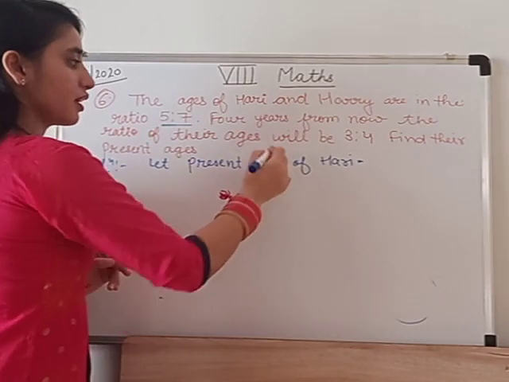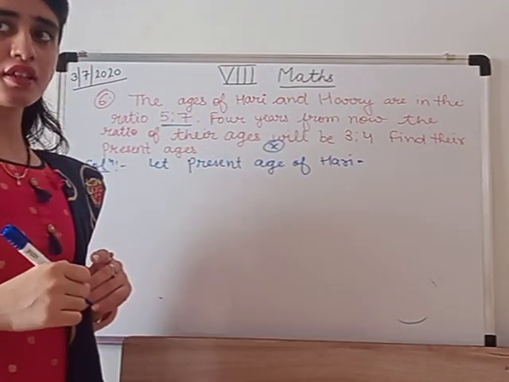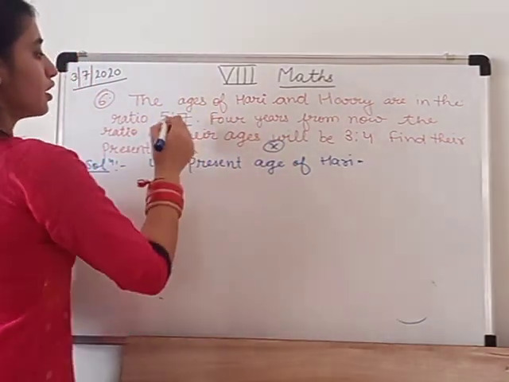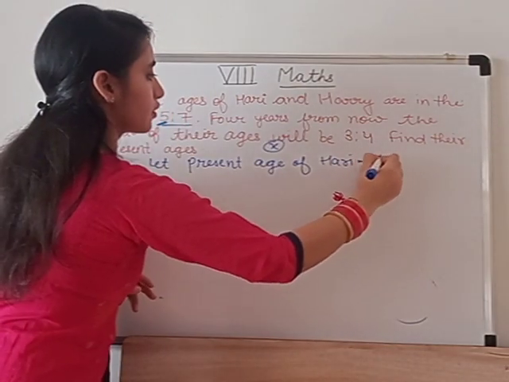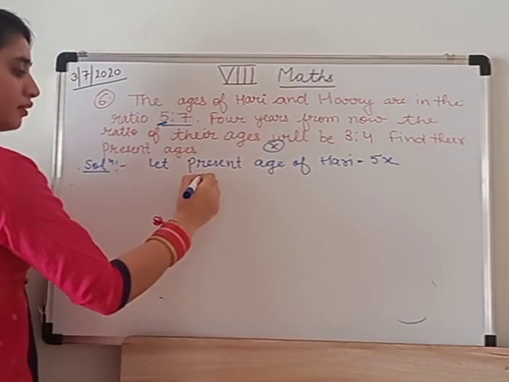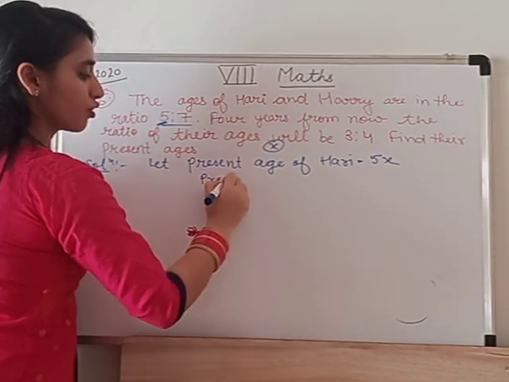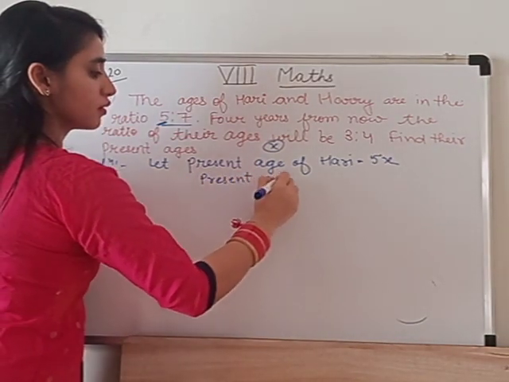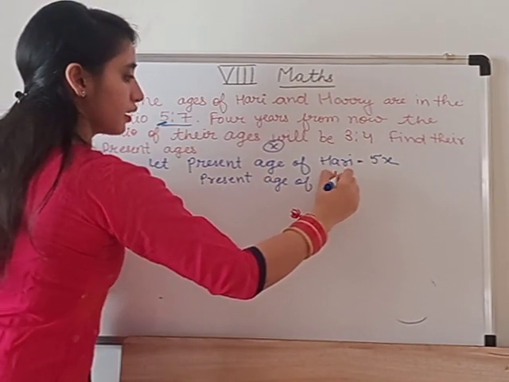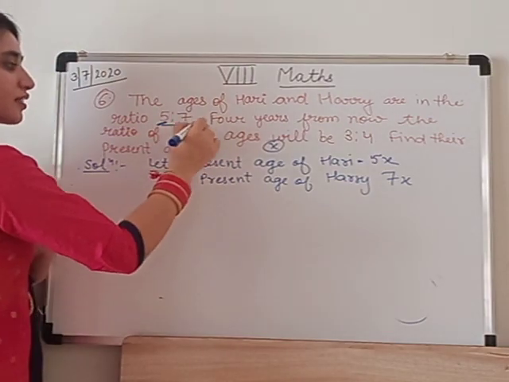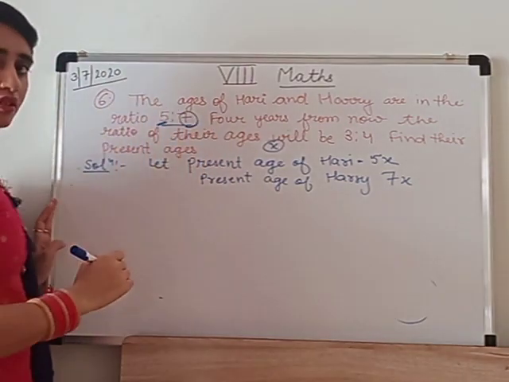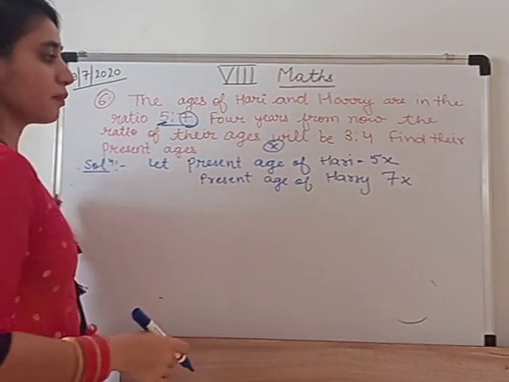Let the ratio be x. We consider the ratio is x, so Hari's age is 5x. And the present age of Harry is 7x, because its ratio is 7. Let these be the present ages.